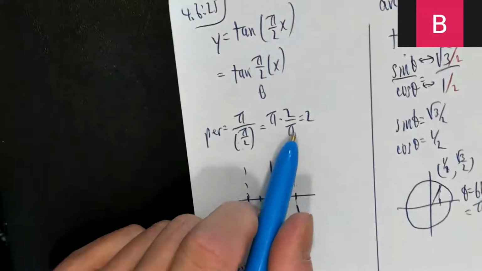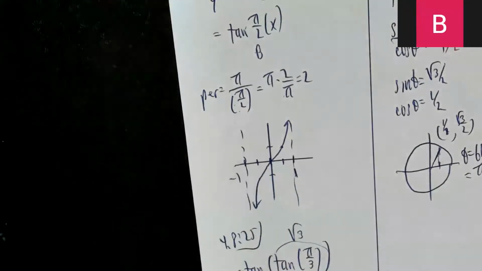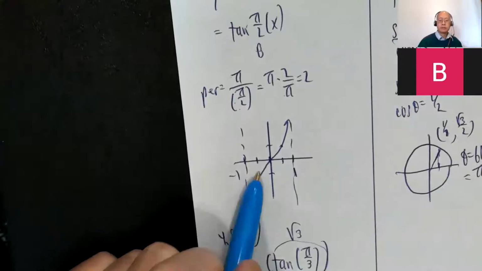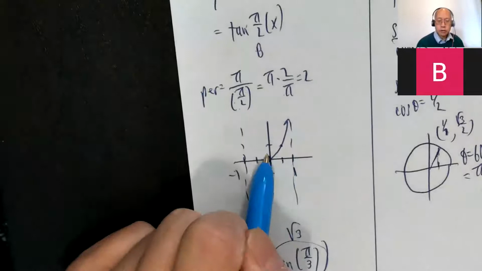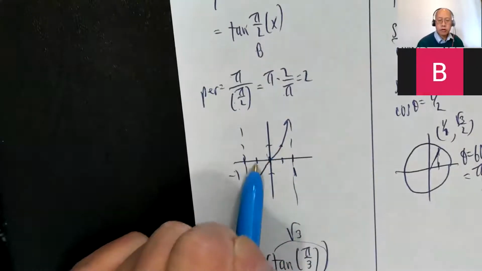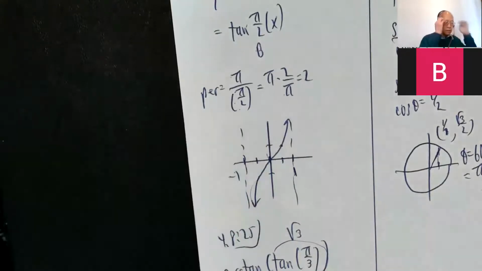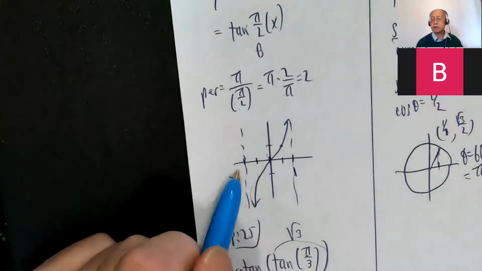So how do I graph it? The period is 2. So that means from x equals 0, I go 1 each direction, 1 to the left and 1 to the right. And I know the way the tangent looks. It goes through the origin. 3/4 of the way, I'm at 1. 1/4 of the way, I'm down at negative 1. And it just goes like that. That's the idea behind these kinds of graphs.